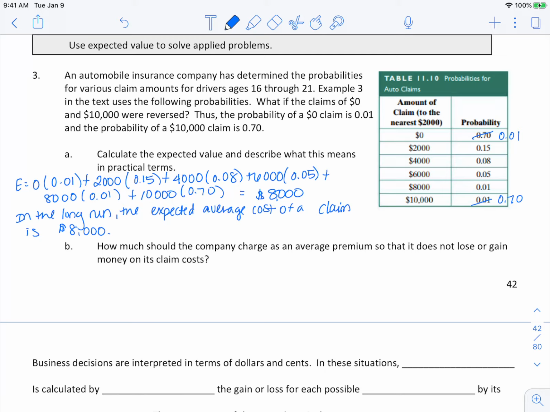So B then says, how much should the company charge as an average premium so that it does not lose or gain money on its claim costs? So if the insurance company is expecting to pay out $8,000 per claim, then they should charge $8,000 for a premium. Therefore, they're not losing or gaining money on each of the claim costs.